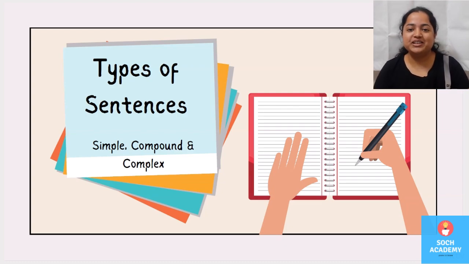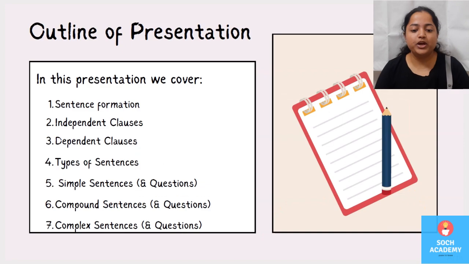Today we are going to learn about types of sentences based on their structure. So let's get started. In this video, we are going to learn about how to form a sentence, independent clauses, dependent clauses, types of sentences, simple sentences, compound sentences, complex sentences, and questions.